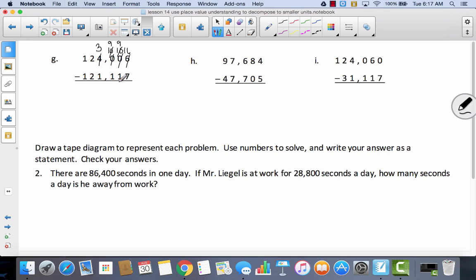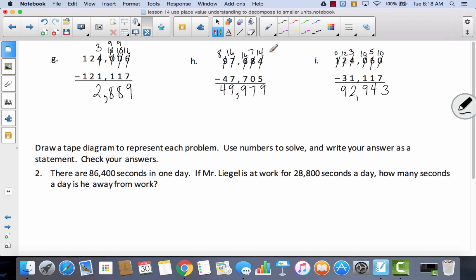I can subtract in the tens, I can subtract in the hundreds, and in the thousands. So now I'm ready to subtract. So I have 9, 8, 8, and 2, and everything else would be 0. So I have 2,889. If you did not try H and I on your own, do that now. Okay, so let's take a look at H.